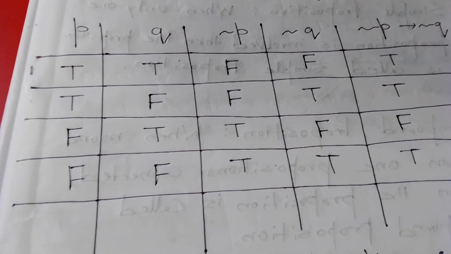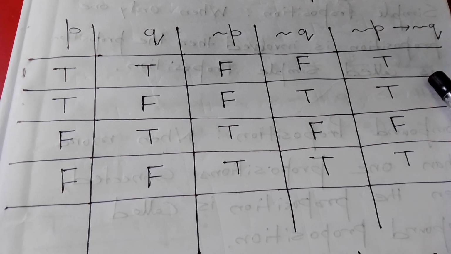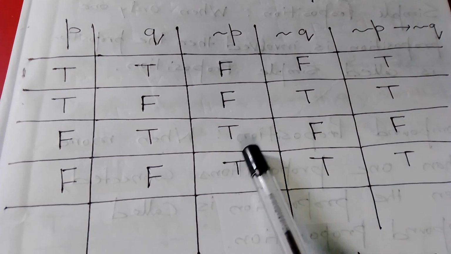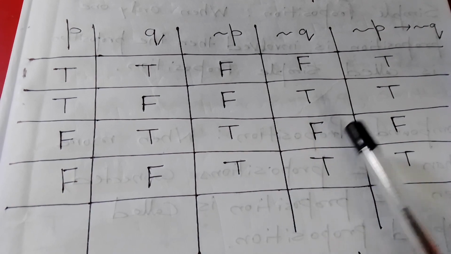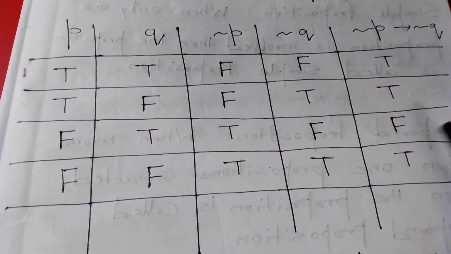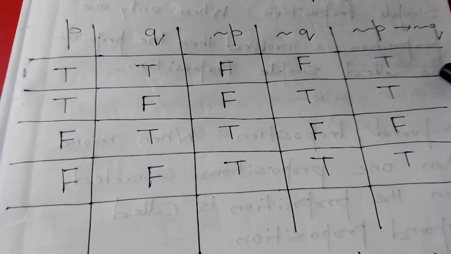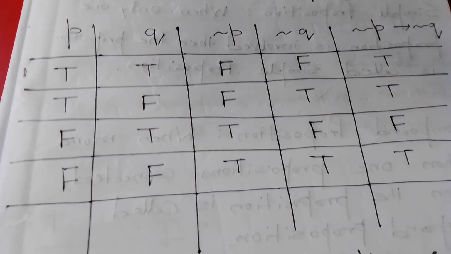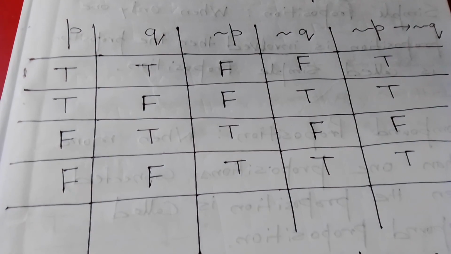And the negation of P implies negation of Q just follows the basic rule of implication. So where the negation of P is true and negation of Q is false, then only the negation of P implies negation of Q is false, otherwise the conclusions are true. So this is the expansion of inverse.